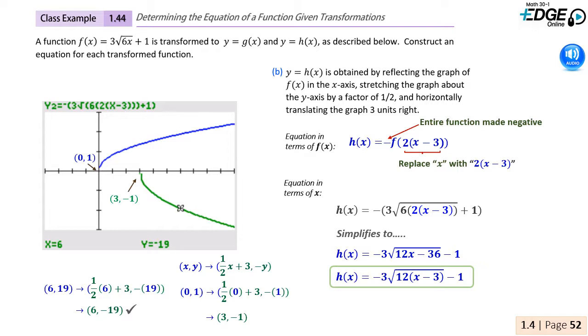While they may not be as obvious to follow, we can also take another point, such as 6 and 19, and map it to find that it gives us 6 and negative 19, and confirm using a table of values that both of these points lie on our two graphs. Hopefully that helps clear up a little bit about how you can deal with vertical and horizontal transformations on equations.